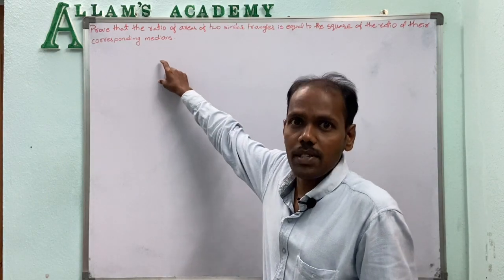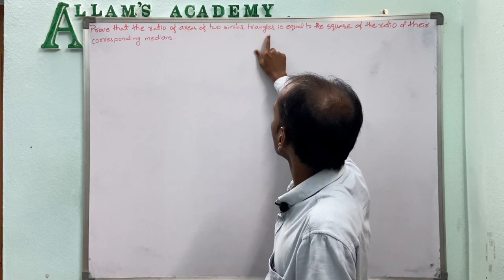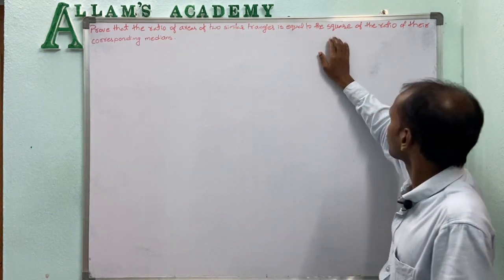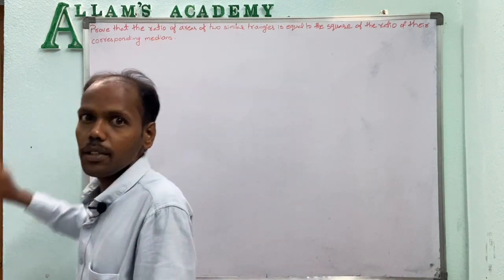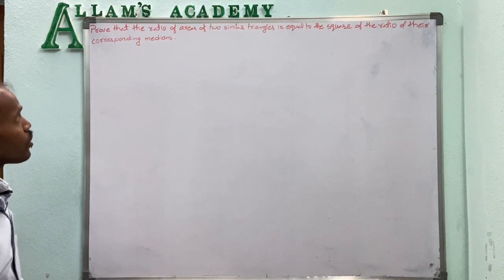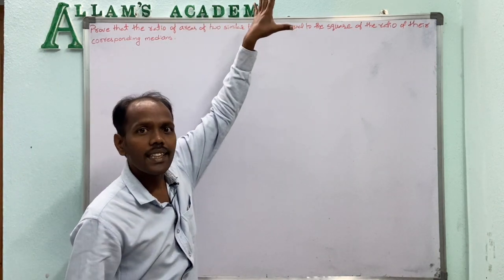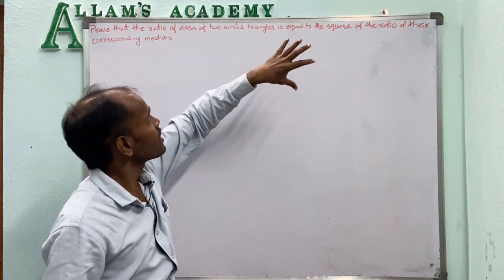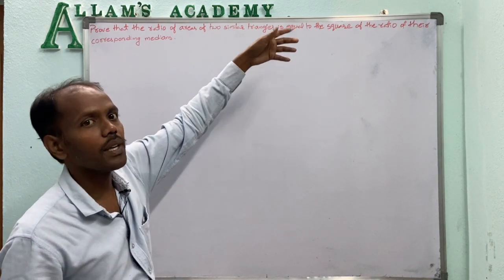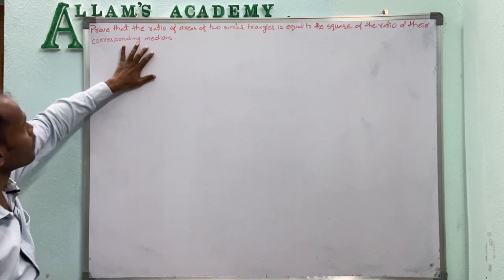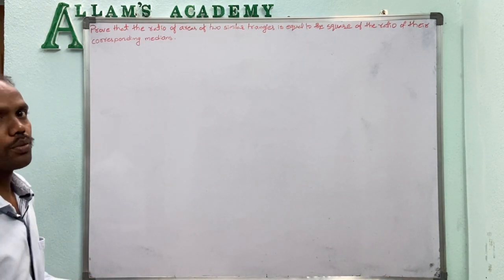The next problem is: prove that the ratio of areas of two similar triangles is equal to the square of the ratio of their corresponding medians. So, if two triangles are similar, then their side ratios and area ratios will be equal to their medians ratio also. That one we have to prove.